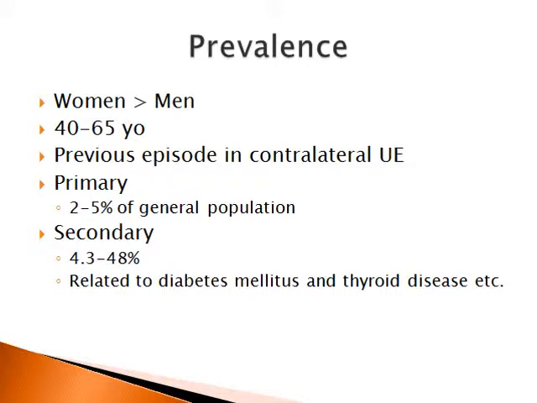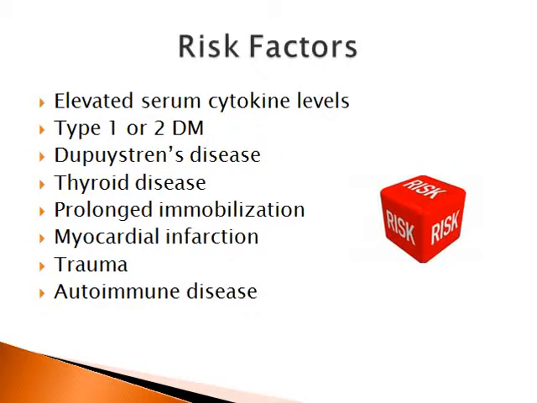extremity. Primary adhesive capsulitis occurs in 2 to 5% of the general population, and secondary is reported to occur anywhere between 4 and 48%. And that's mostly related to having diabetes or thyroid disease. Risk factors include elevated serum creatinine levels, type 1 or 2 diabetes mellitus, Dupuytren disease, thyroid disease, prolonged immobilization, myocardial infarction, trauma, and autoimmune disease.